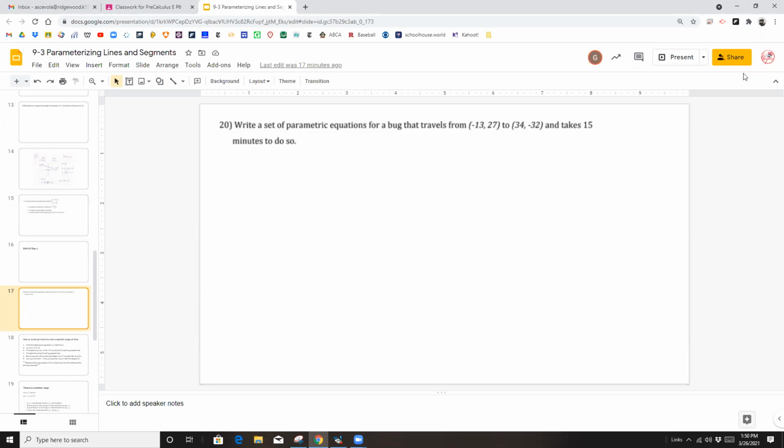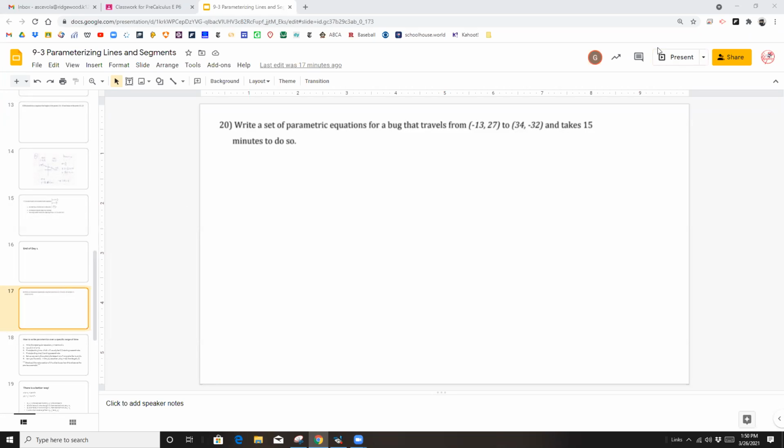Right? So the first example: we're going to write a set of parametric equations for a bug that travels from the point (-13, 27) to the point (34, -32), and takes 15 minutes to do so.